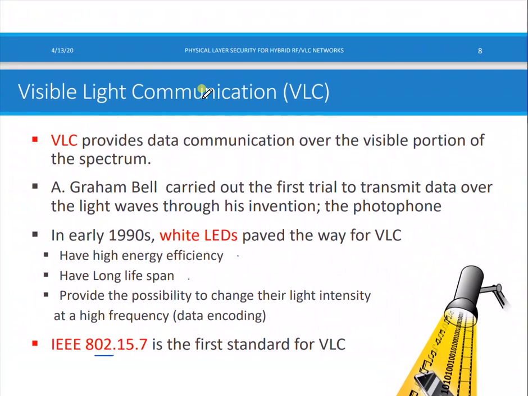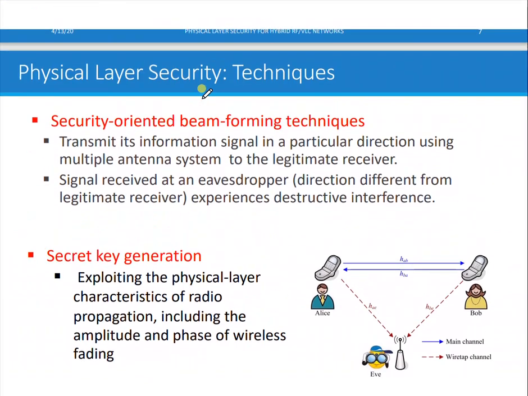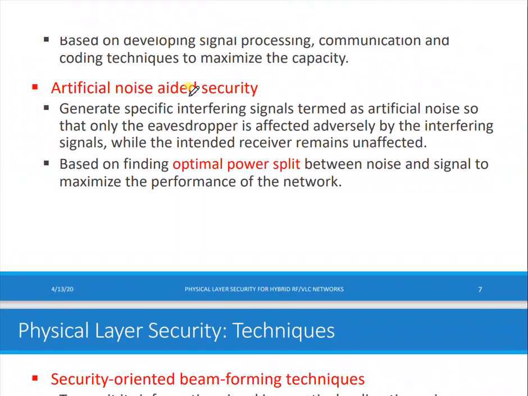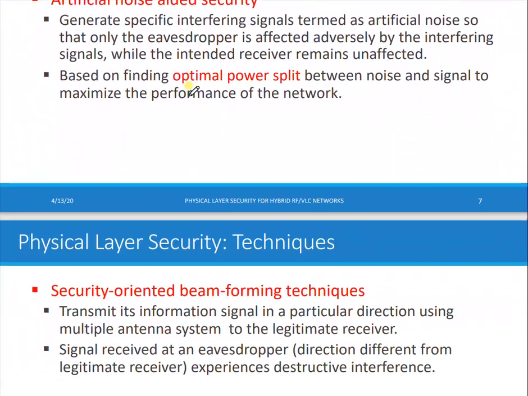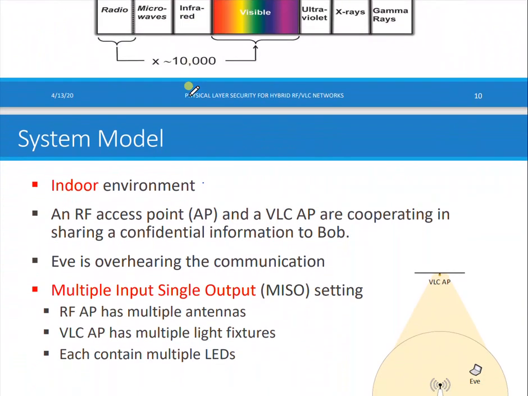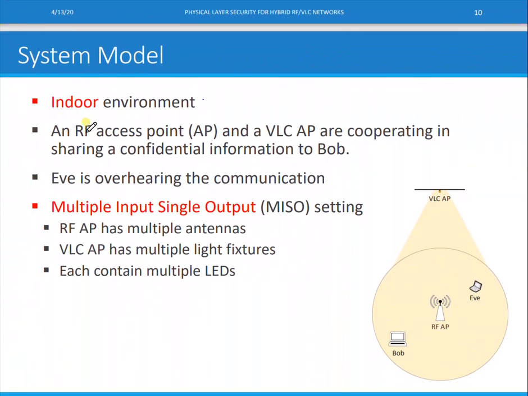Because outdoors is difficult, it can only work indoors. This is why we always need cryptography. So this is one thing: the physical layer only works indoors.